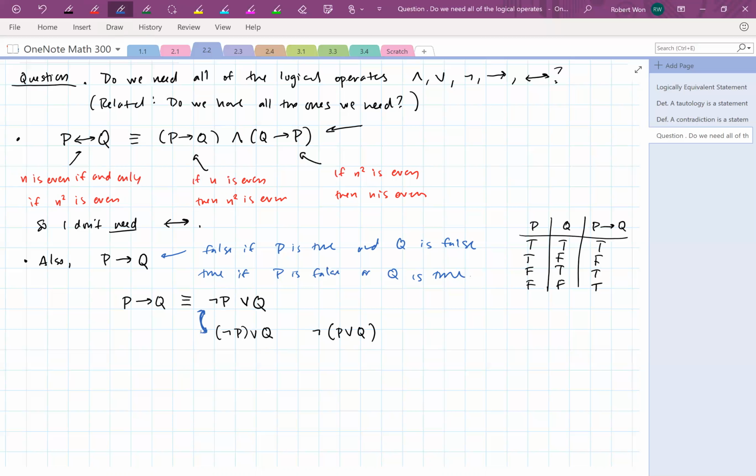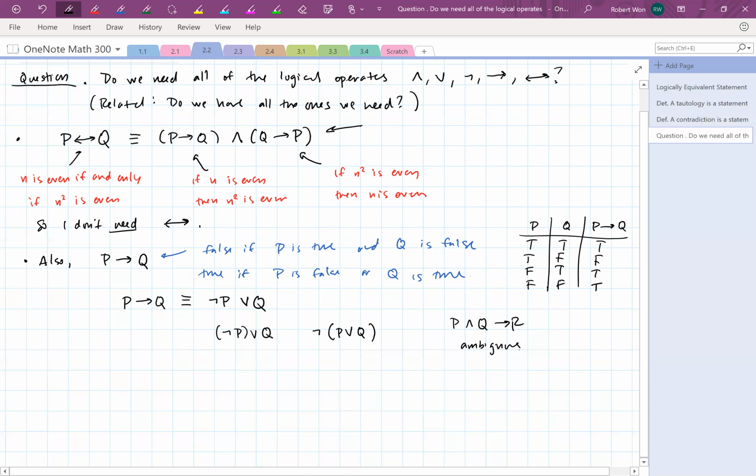So you would need to use parentheses to distinguish. This is totally an aside, but I never mentioned it. If you wrote something like P and Q then R, this is ambiguous, because these two logical operators are on the same footing, and this statement and this statement are not logically equivalent. So it does matter.